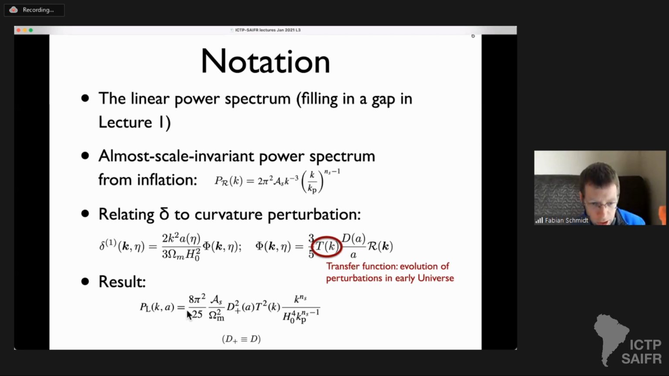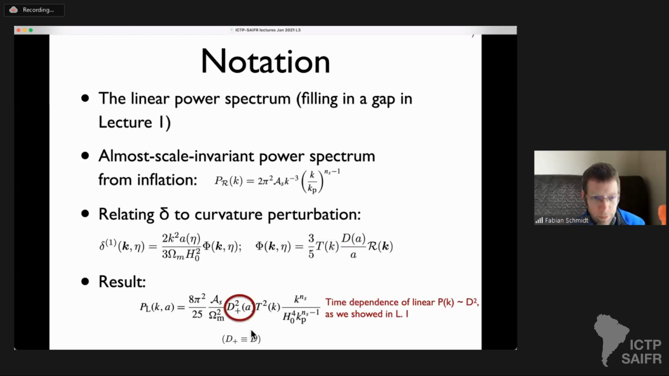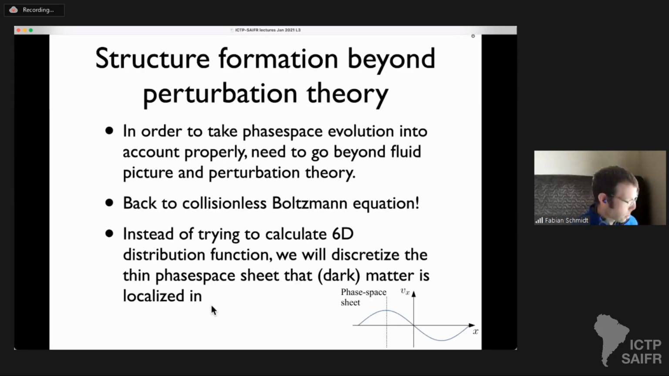It's a complicated looking expression, but keep in mind that there's really only 3 ingredients. The primordial power spectrum, which comes out of inflation, the transfer function, which comes out of the early universe, and the growth factor, which we have computed. In particular, the only time dependence of the power spectrum is the growth factor squared, as we showed in lecture 1. Good. Okay, so I hope that closed the gap. So let's go back to structure formation beyond perturbation theory.